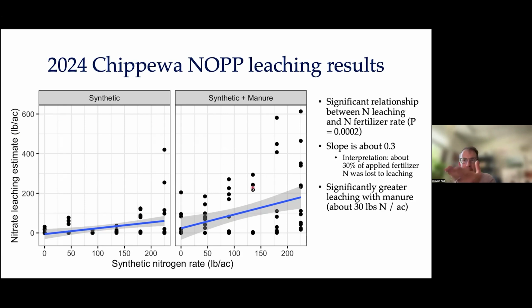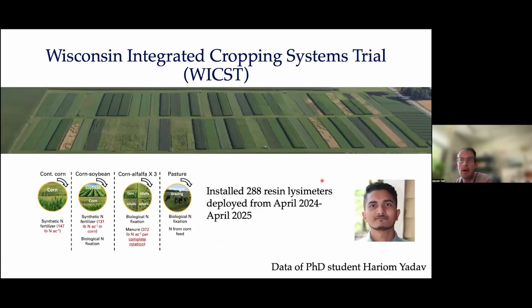Okay. So on average, we see a bump in this manure treatment that about corresponds with the amount of manure nitrogen that was applied. Since I've got you here, I would briefly fit in another one of our trials where we're using these resin lysimeters, just to give you some more insights about nitrogen leaching. Some of you may be familiar with WICST. This is a long-term trial down at Arlington where we've got a whole spread of cropping systems ranging from continuous corn to perennial pasture with grazing heifers.